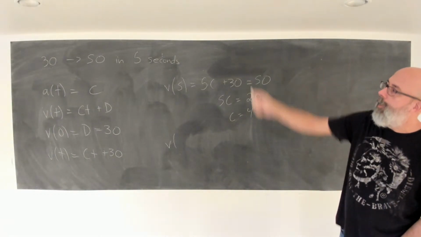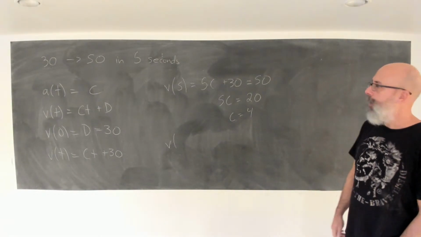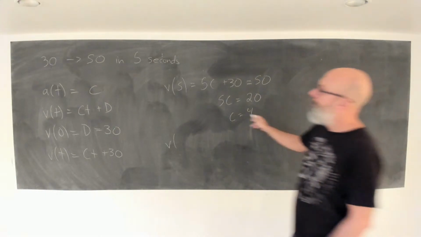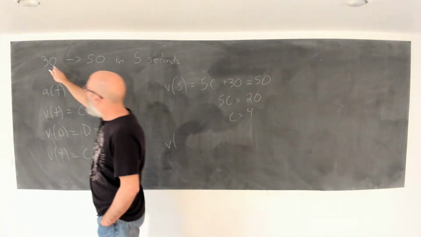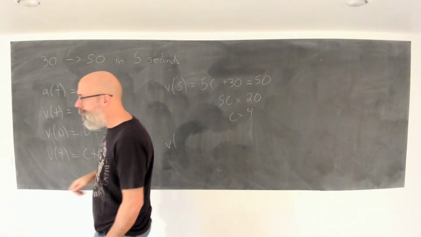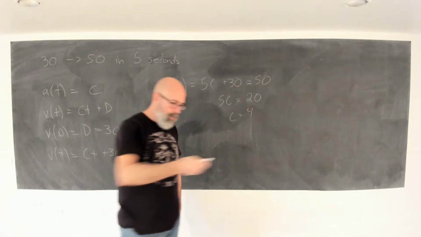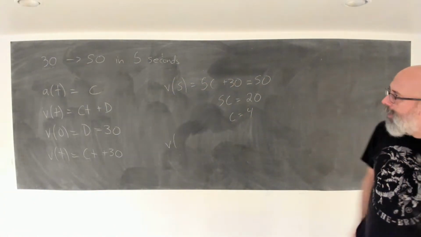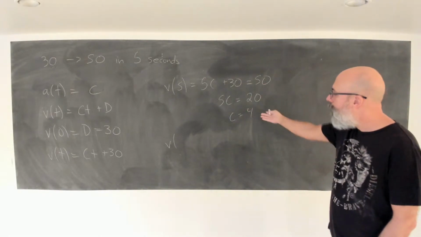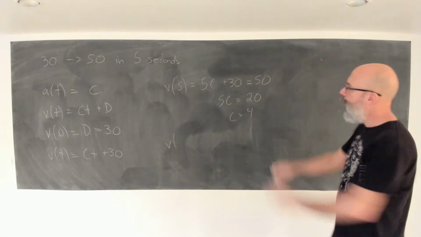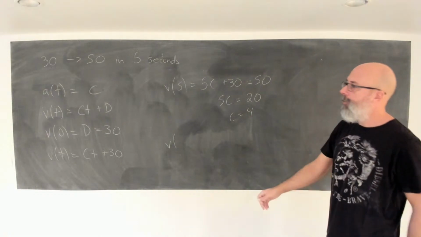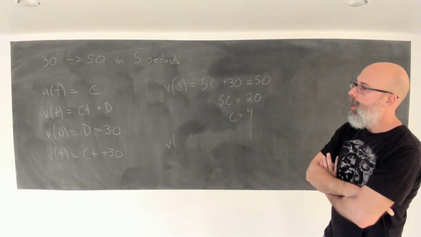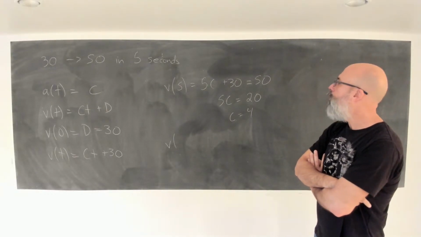I mean, obviously, you could have guessed, right? You want to go from 30 to 50 in 5 seconds. So you want to go 20 miles an hour faster in 5 seconds. 20 divided by 5 is 4. But this is the idea, and you can use this idea to answer other questions.